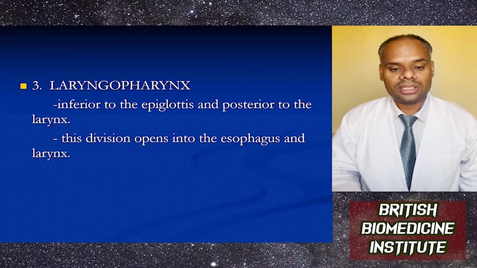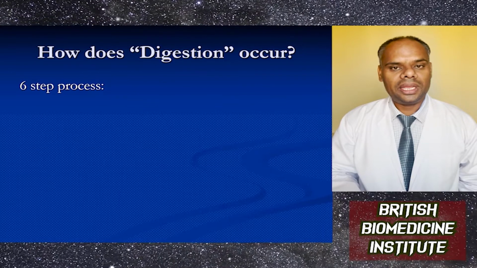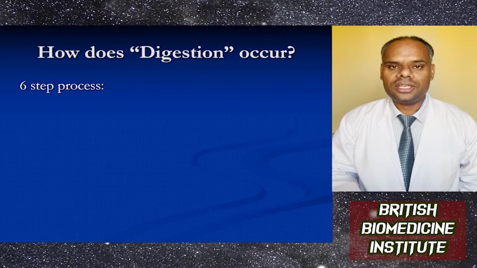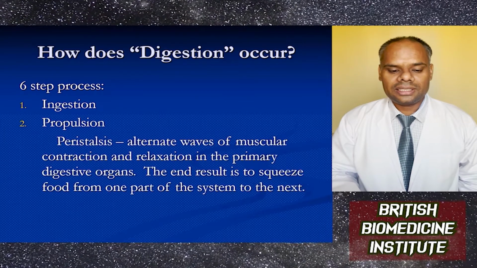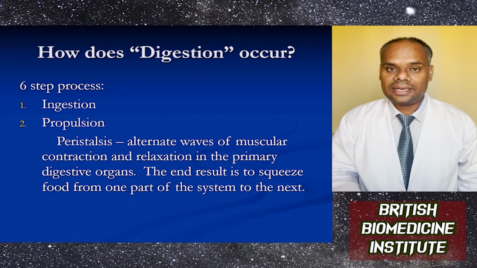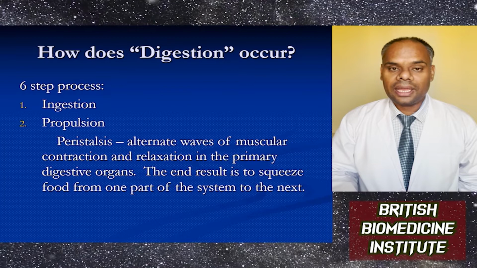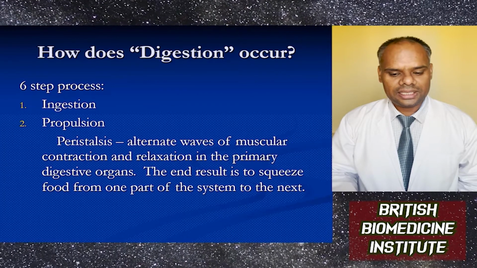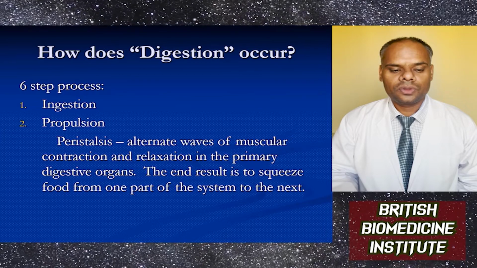So how does digestion occur? Basically there are six main processes. The first ones are your ingestion, propulsion and peristalsis. Peristalsis is an alternating muscular contraction and relaxation in the primary digestive organs. The end result is to squeeze food from one part of the system to another.